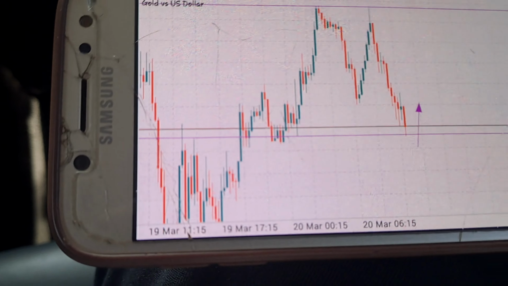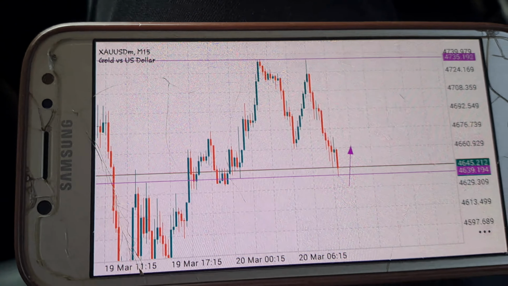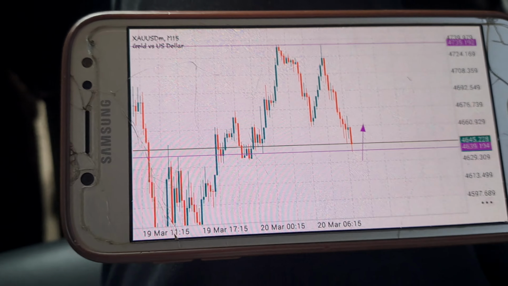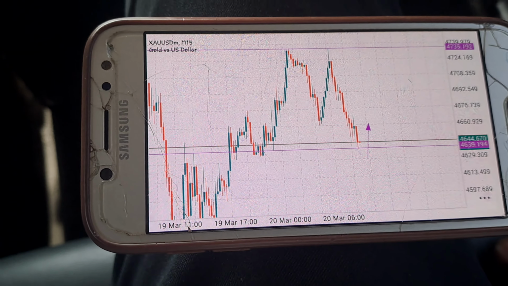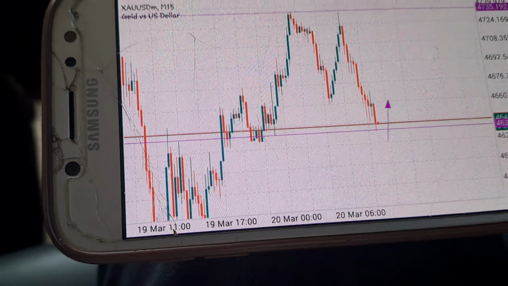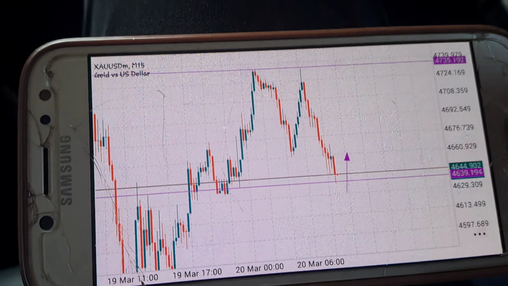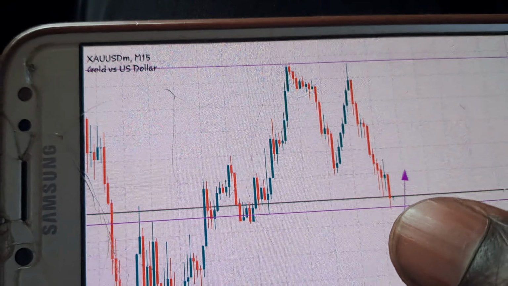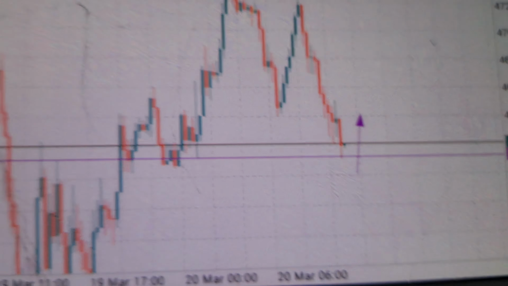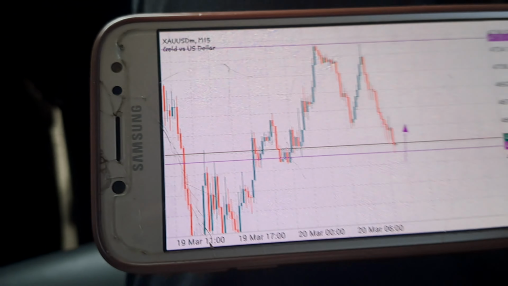So what are we waiting for? It's just for 2 p.m., and we are soon entering the New York session, and price has closed how we want. We always want price to come and sweep this liquidity. As you can see, price has swept that liquidity and closed above with a body. So this is what happens.